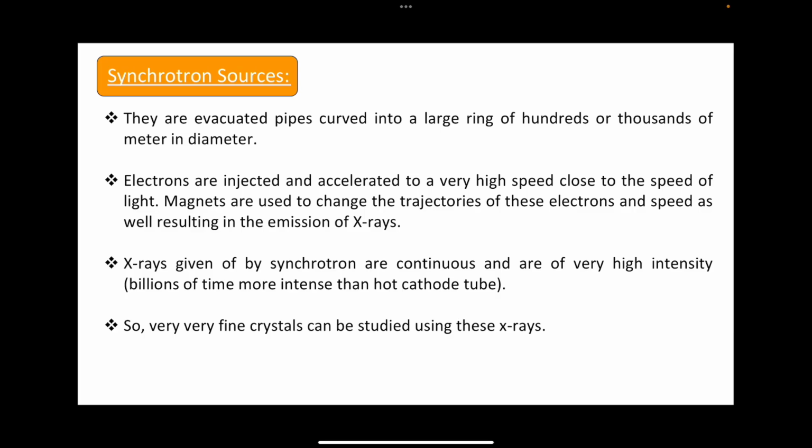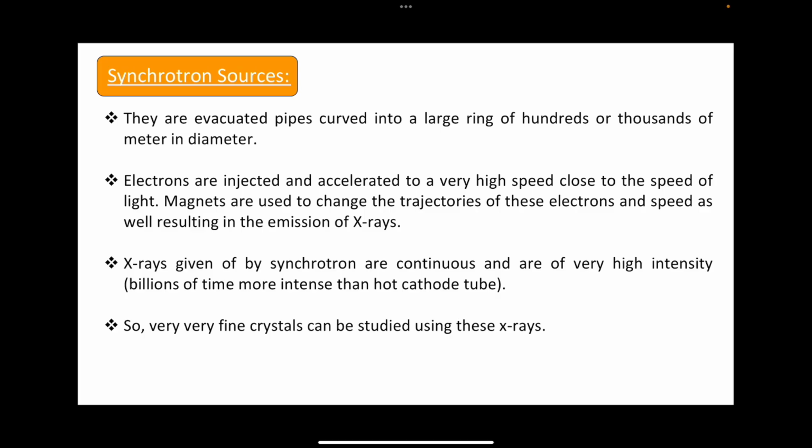Then we use magnets, because electrons, being electrical entities, have a charge, and they are going to interact with the magnets. So they change their trajectory. Either they change their direction or they change their speed, and due to this we get X-rays, because whenever a charged entity moving at high speed changes its momentum, we get some radiation out of it.